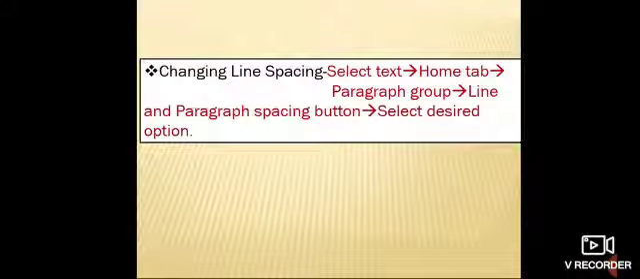Next is, how can we change line spacing? Firstly, what is line spacing? Line spacing is the vertical distance between successive lines of the text in a document. We can increase or decrease the line spacing between a paragraph. To change the line spacing, we have to select the text. After selecting the text, we have to click on Home tab. Under Home tab, we have to select Paragraph Group. And under Paragraph Group, Line and Paragraph spacing button is there. Just click on that and select desired options.